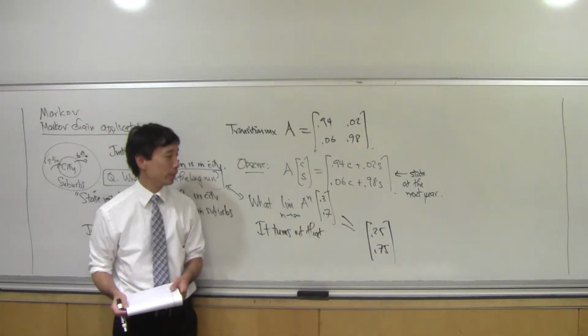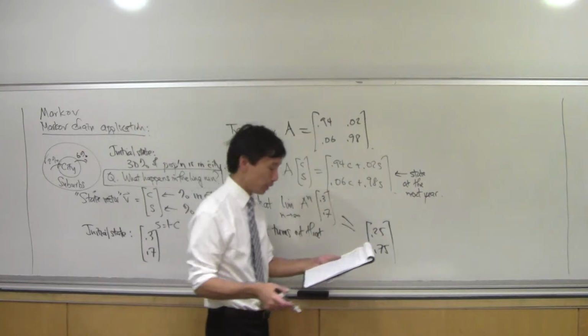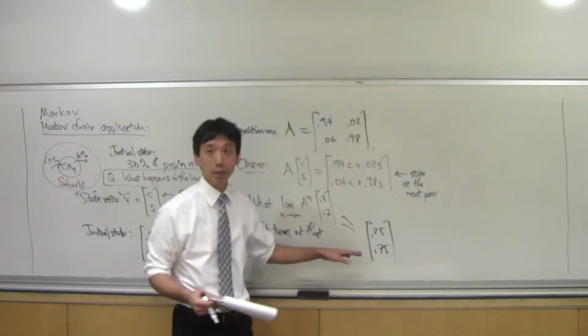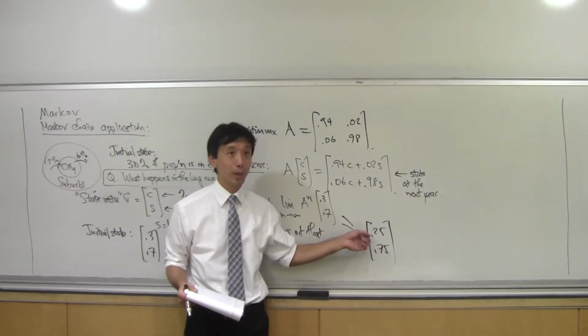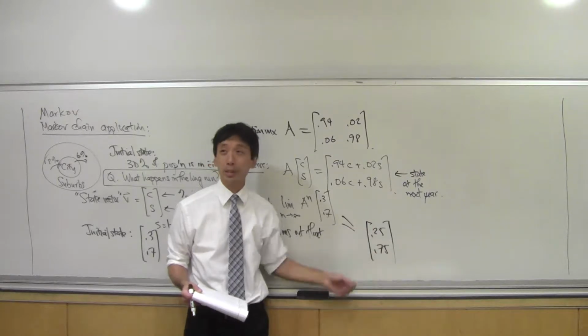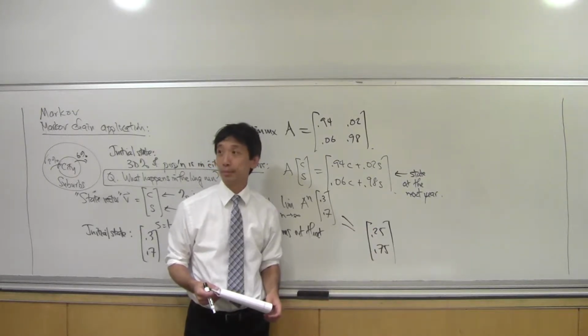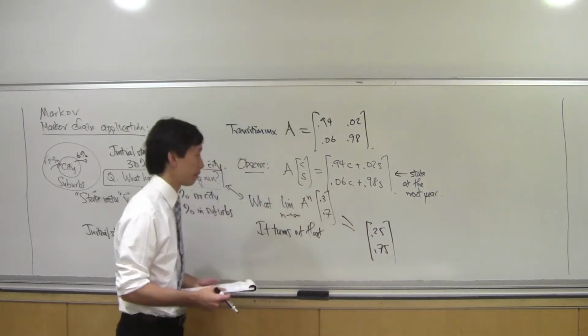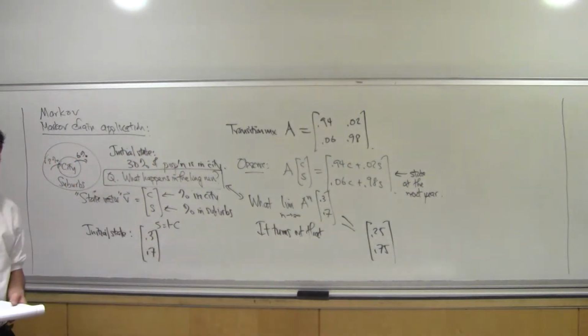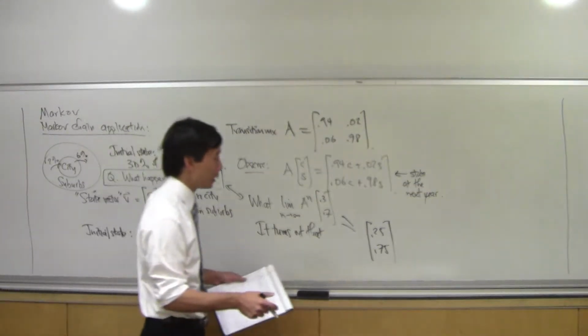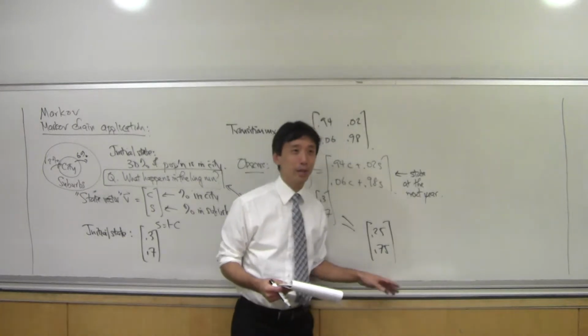So in other words, with time, 1/4 of your population is going to be in the city and 3/4 in the suburbs. And so you should be asking, how do you know that? How do you figure that out?